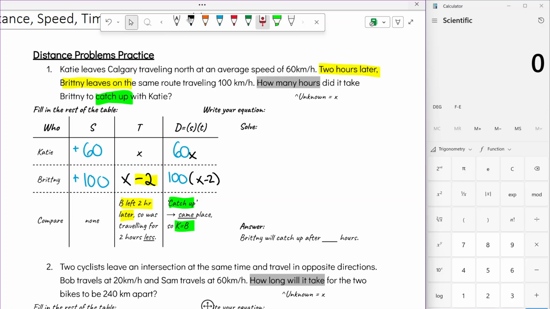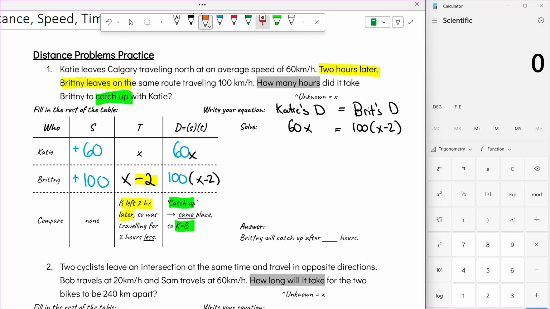We're going to go ahead and say that Katie's distance is equal to Brittany's distance. And let's fill those in. We said Katie's distance was the quantity 60x. We said Brittany's distance was the quantity 100 times x minus 2. Let's now solve this equation.